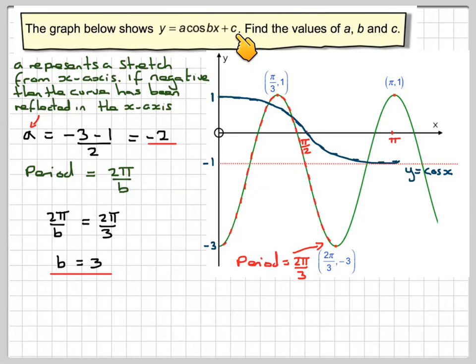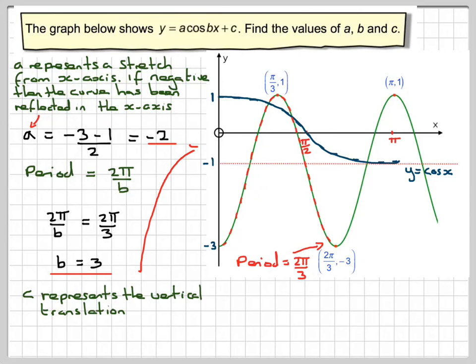The c represents a vertical translation. Okay, and this time we can see because the axis has moved down by minus 1 unit. Okay, and therefore c will be equal to minus 1. So this was the graph of y equals minus 2 cos 3x minus 1. Now if you wanted to, you could check to see if that was correct using your GDC.